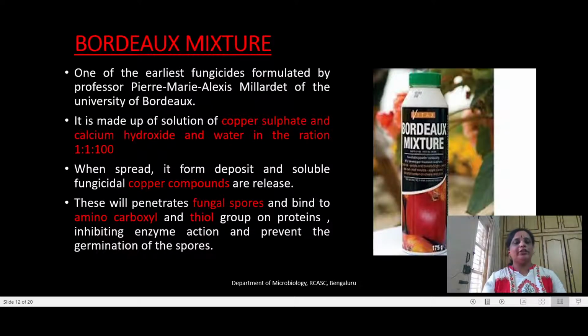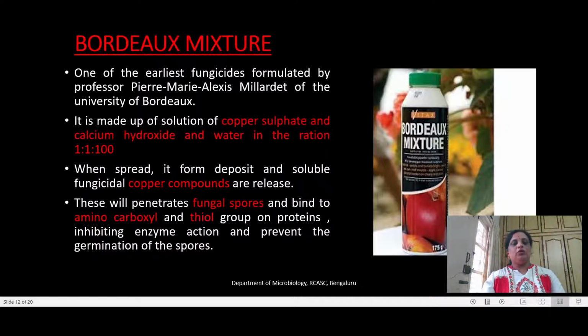And you have Bordeaux mixture. This is one of the fungicides which was formulated by Millardet from Bordeaux University, and the composition of this Bordeaux mixture is copper sulfate and calcium hydroxide and water in the ratio 1:1:100. So that is the formulation which was done by Millardet. This has got copper in that particular mixture.